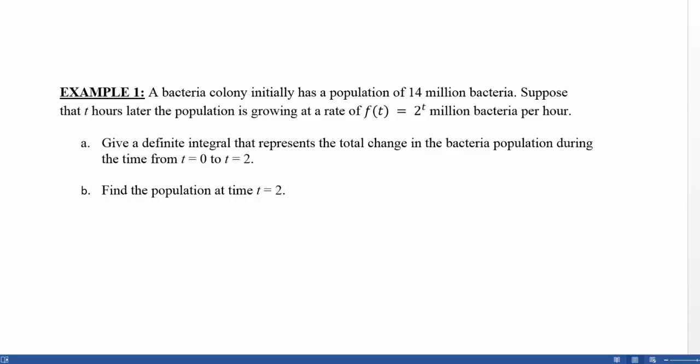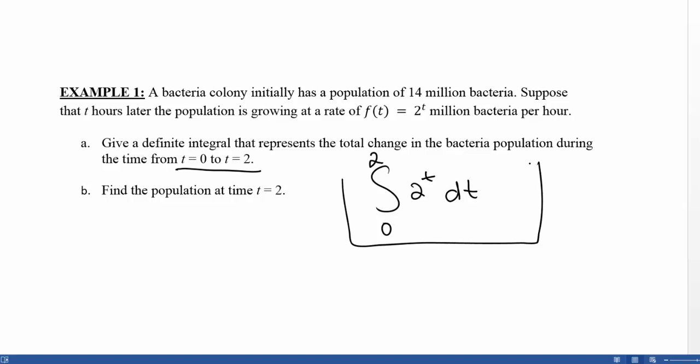Part A. Give a definite integral that represents the total change in bacteria population during the time from t equals 0 to t equals 2. So the definite integral is going to go from 0 to 2 because those are our independent values that we were told here. And we're going to integrate the rate at which our population is changing. Since it's 2 to the t, this will be dt. So our definite integral looks like this. This represents the total change in the bacteria population during that time.